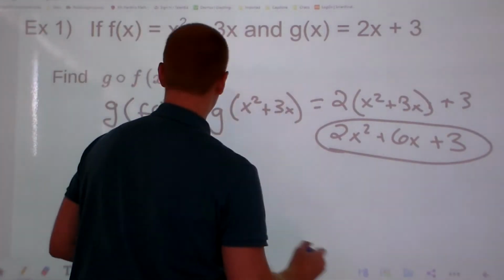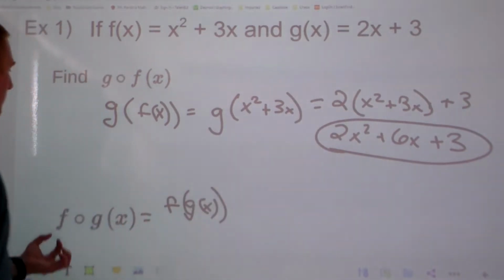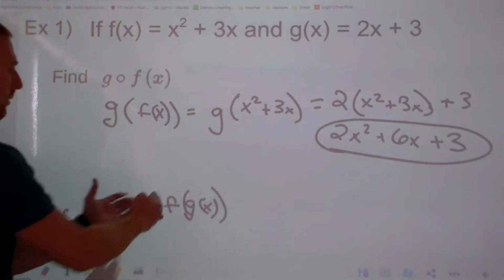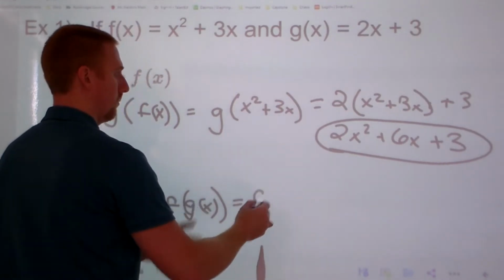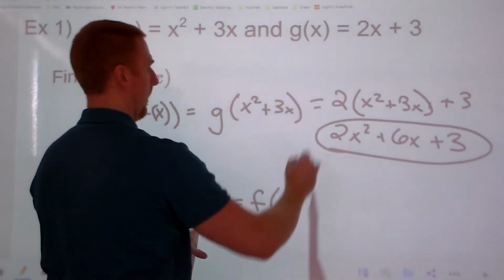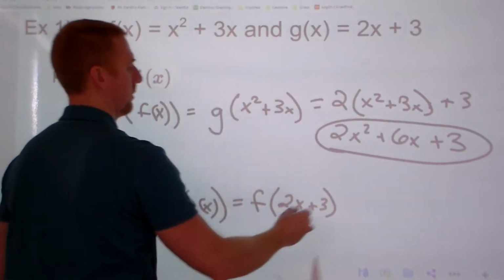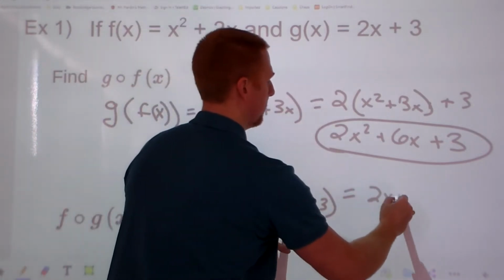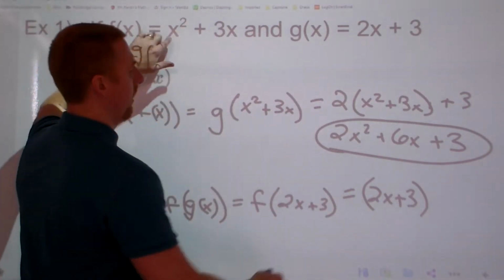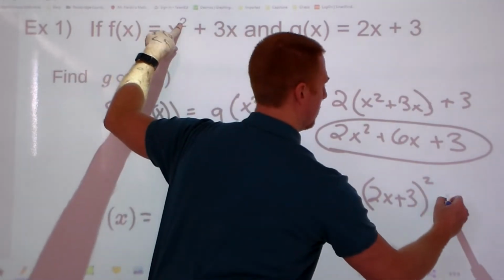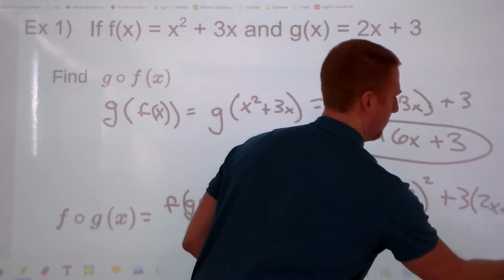For f of g, again, I'm going to rewrite it as f of g of x this way. So we rewrite it that way. This one's going to be a little more involving once we get to the expansion process, but let's make sure we plug it in correctly. So I'm taking 2x plus 3, which is the g function, and I'm plugging it into x. So 2x plus 3, always just put it in parentheses when you make a substitution for an x. It makes it a lot easier. So that quantity is going to be squared plus 3 times the same thing, 2x plus 3.